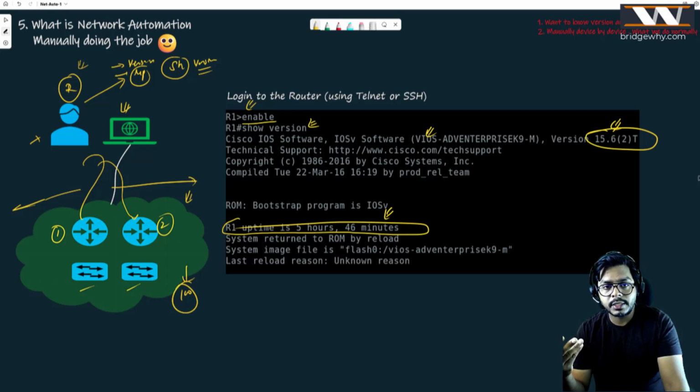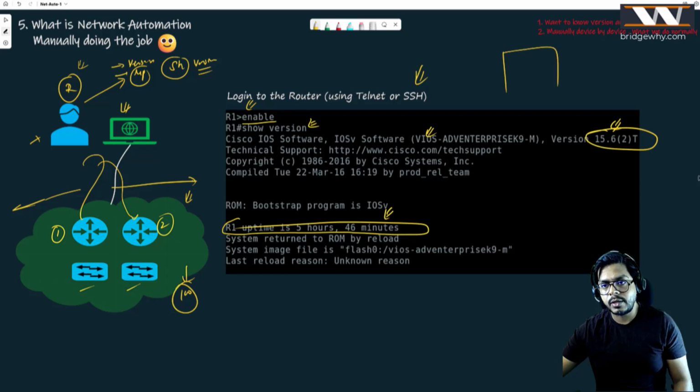If Mr. Rahul doesn't have any idea about better ways of doing it, definitely he is going to telnet or SSH into all the 200 devices, and he will be making an Excel sheet that router number one is running this version of the IOS, and this is the uptime. This is a very, very simple task, right? But do you think this is the efficient way of doing that? I'm not sure, because we do not know till where network automation can go, right? Or is this the only thing which network automation can do?